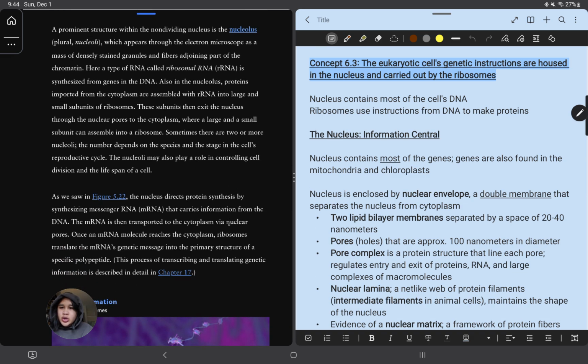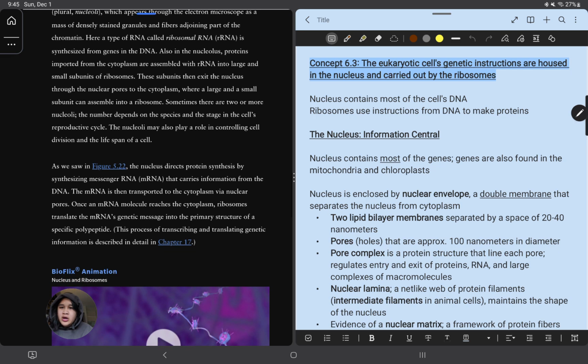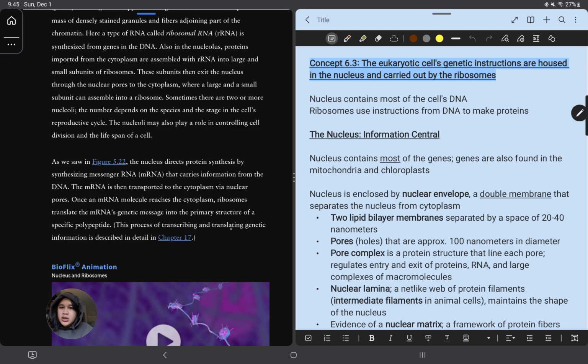A prominent structure within the non-dividing nucleus is the nucleolus, plural nucleoli, which appears through the electron microscope as a mass of densely stained granules and fibers adjoining part of the chromatin. Here a type of RNA called ribosomal RNA, rRNA, is synthesized from genes in the DNA.